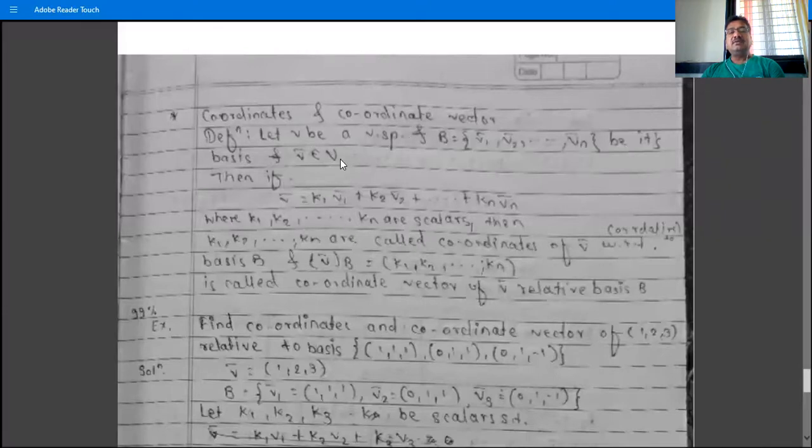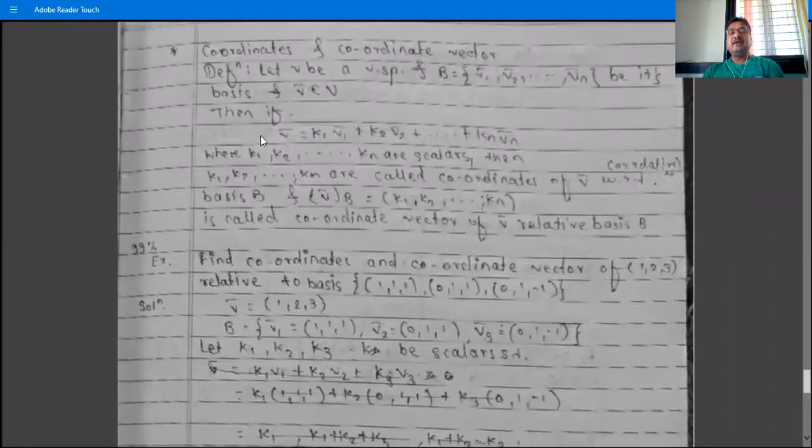And then we know that this is a basis of vector space V, which means this set spans vector space V, and every vector of V can be expressed as a linear combination of v1, v2, ..., vn. So if this v bar is expressed like this, k1 v1 plus k2 v2 plus ... plus kn vn, then these k1, k2, ..., kn are scalars. This is possible for every vector, and these k1, k2, ..., kn are scalars.